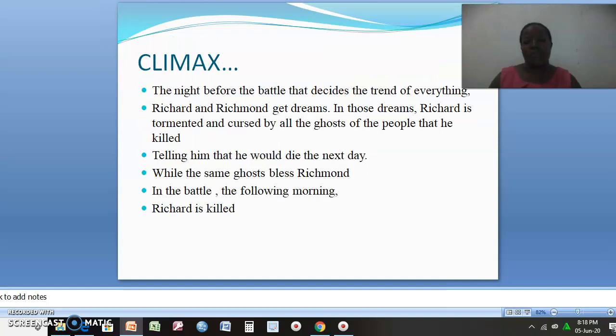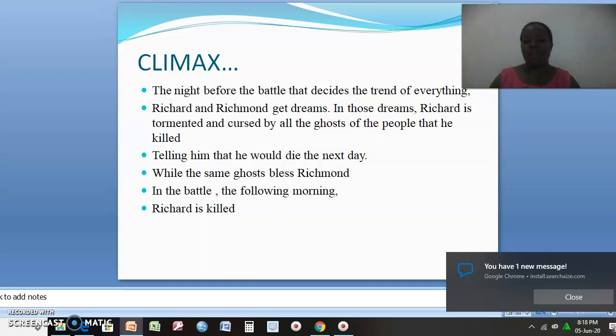Towards the climax, we see the night before the battle begins. This battle is going to determine the rest of the activities which are happening. Everything depends on this battle. The success or the failure depends on this battle. So the night before this battle takes place, both Richard and Richmond receive dreams.